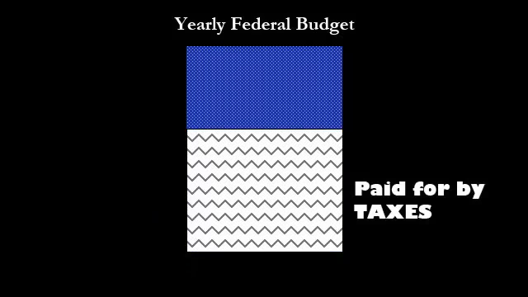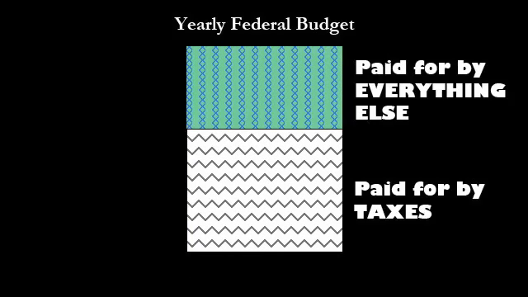This box right here represents the yearly federal budget. We're going to divide it up into two parts, the part paid for by tax dollars and the part paid for by everything else. For the purposes of this video, we'll say about 2/3 of the budget is paid for by tax dollars, but you should know that this year, 2009, taxes account for much less.